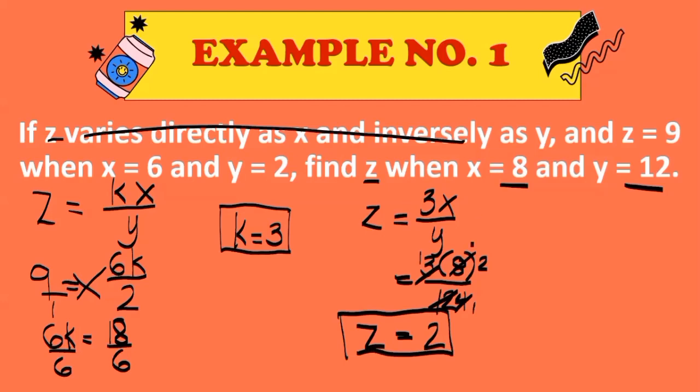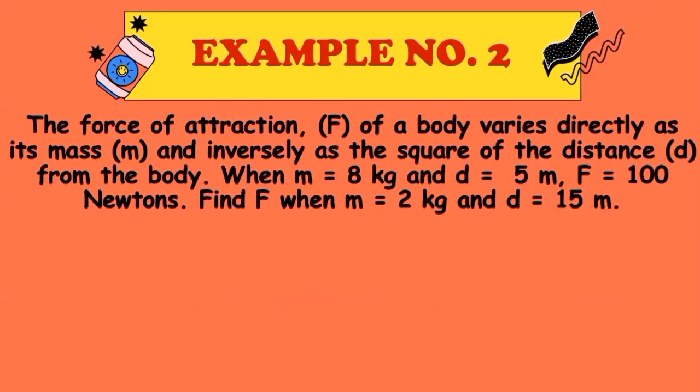If you don't know how to cancel, you just have 3 times 8, 24, divided by 12, and that is also 2. Okay? Next and final example for this week's lesson.